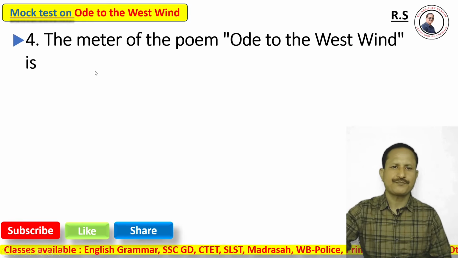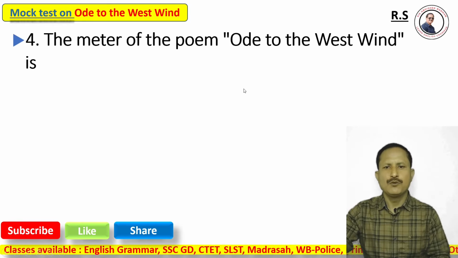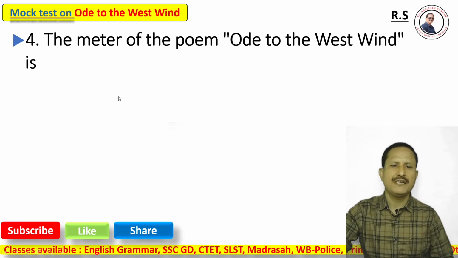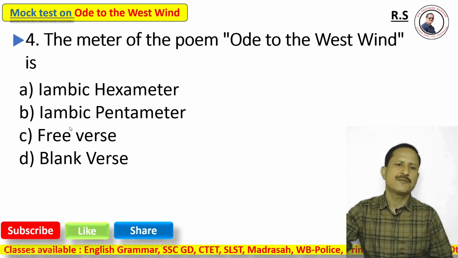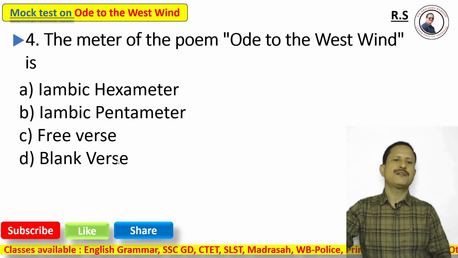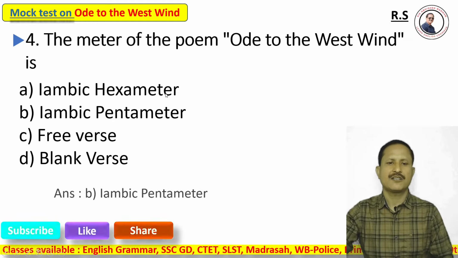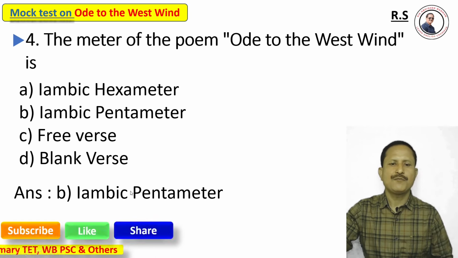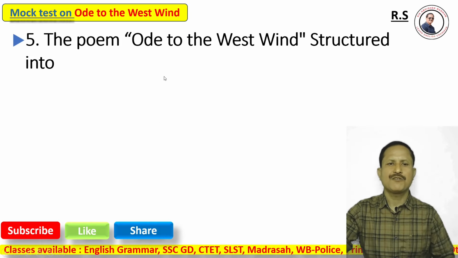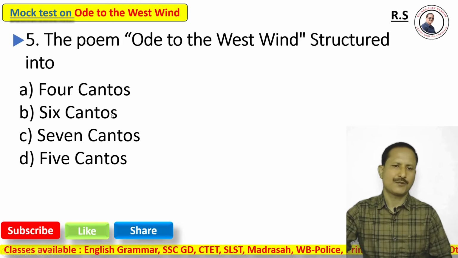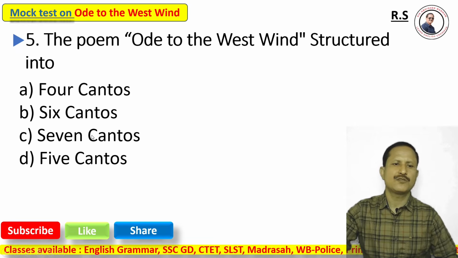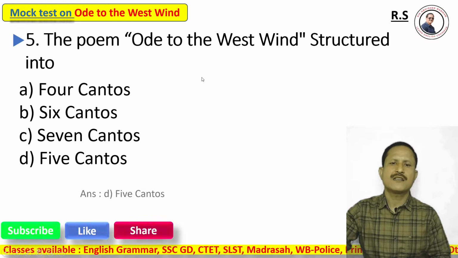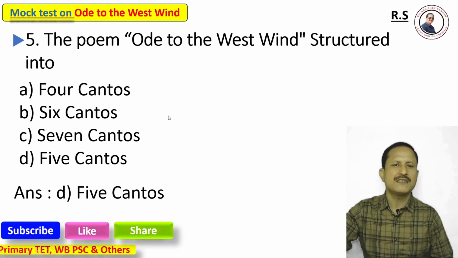Next question number 4. The meter used in the poem Ode to the West Wind is: option A, iambic hexameter; option B, iambic pentameter; option C, free verse; option D, blank verse. The right answer is option B, iambic pentameter. Now question number 5. The poem Ode to the West Wind is structured into: option A, 4 cantos; option B, 6 cantos; option C, 7 cantos; option D, 5 cantos. The poem is structured into 5 cantos, option D is the correct answer.